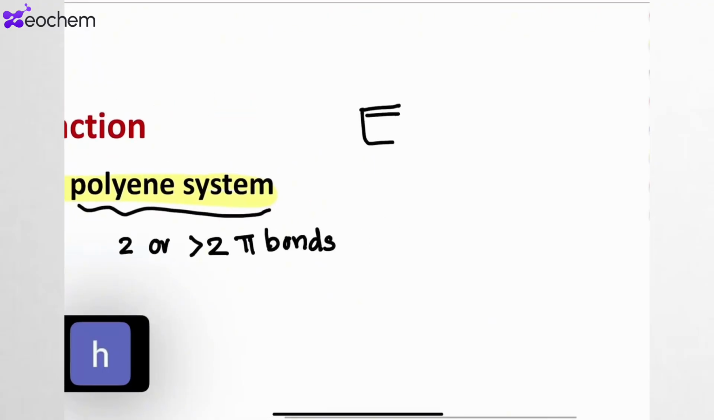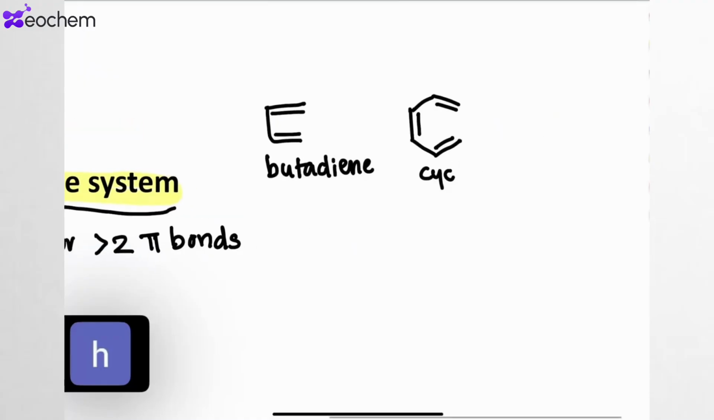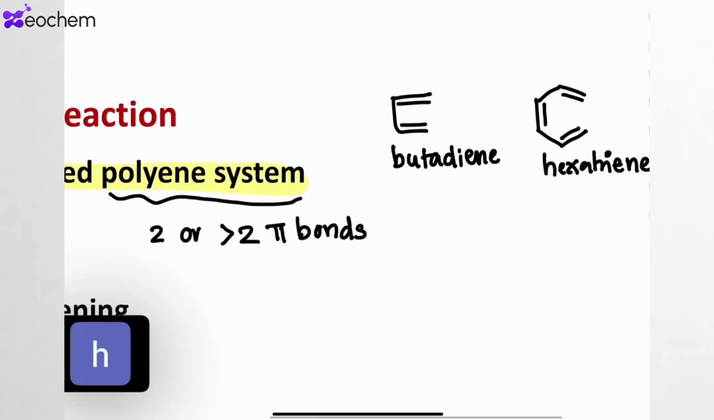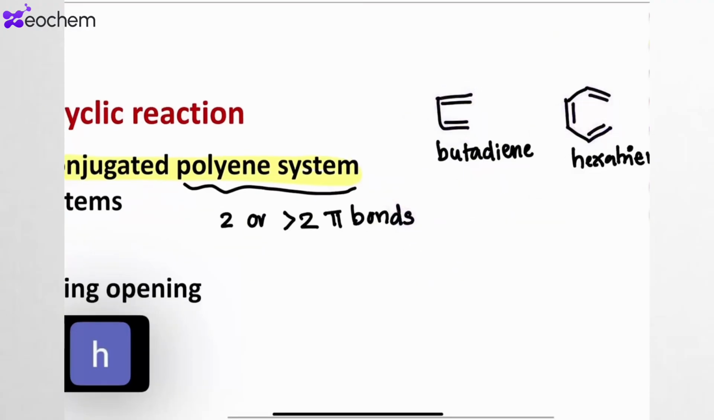We'll take butadiene, and the end product will be cyclobutene; and hexatriene, the end product will be cyclohexadiene. So we'll take these two molecules, butadiene and hexatriene. These two are examples of polyene systems. Why? Because this one contains 2 pi bonds and this one contains 3 pi bonds. So both contain 2 or more than 2 pi bonds. So these two are examples of polyene systems.